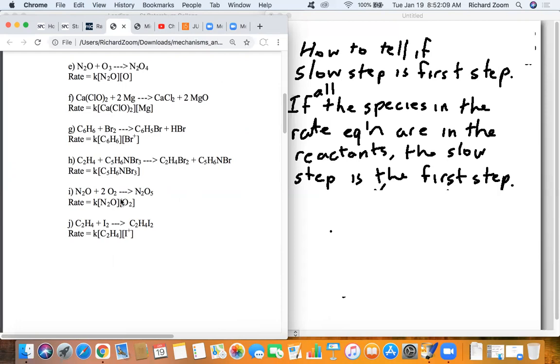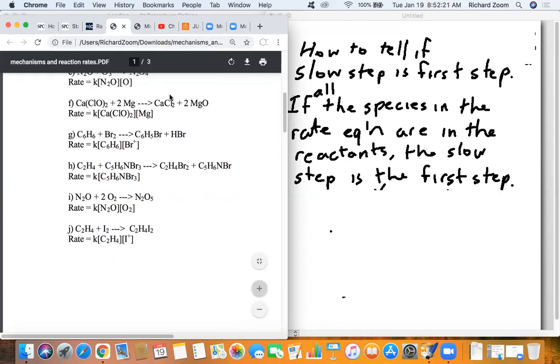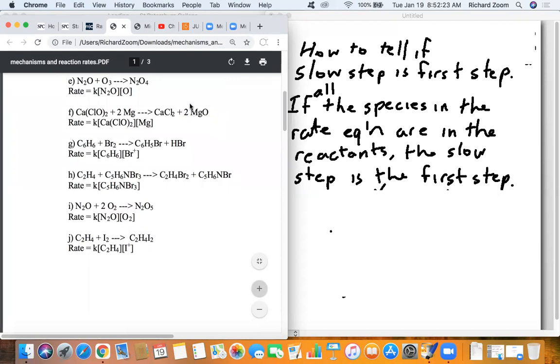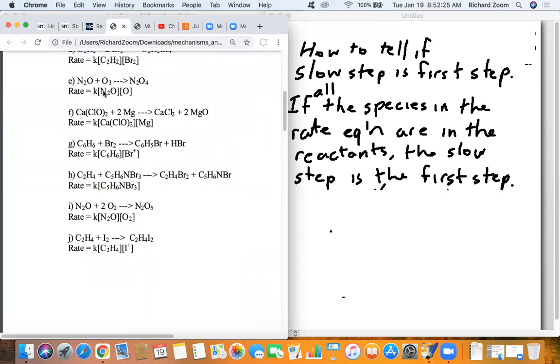The answer is no. The slow step is not the first step. Wonder why that is. Okay, let's read this again. If all the species in the rate equation are in the reactants, the slow step is the first step. Look at this. I look at N2O. Is N2O a reactant? Yes, it is. Is O a reactant? It isn't. O is not a reactant. O3 is a reactant, but O isn't. Not O by itself. So the slow step is the second step.